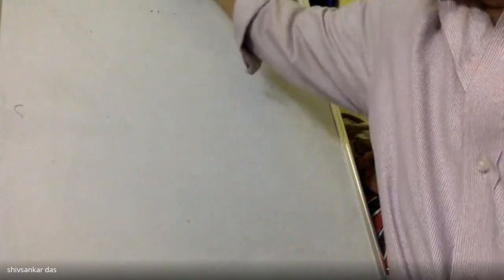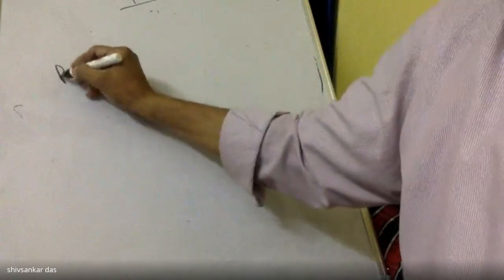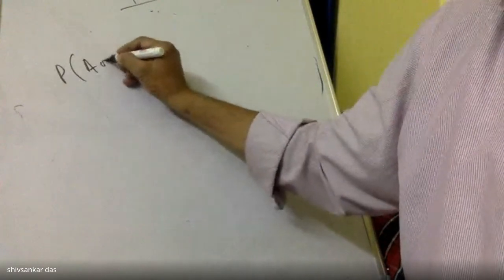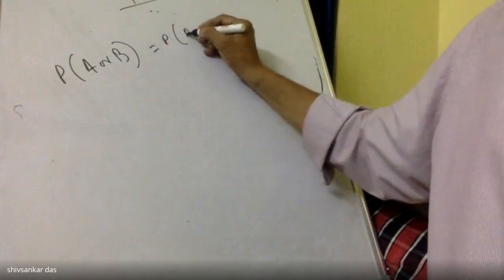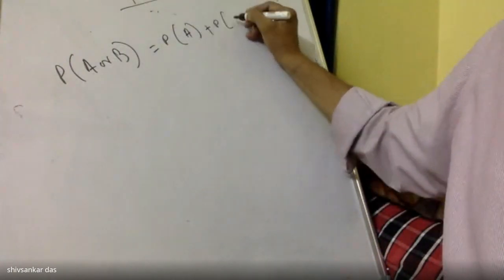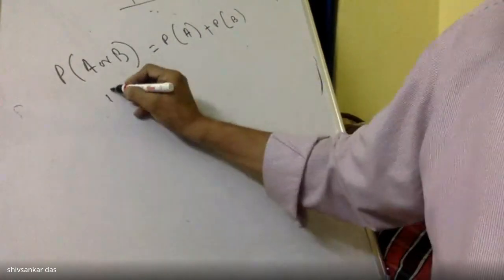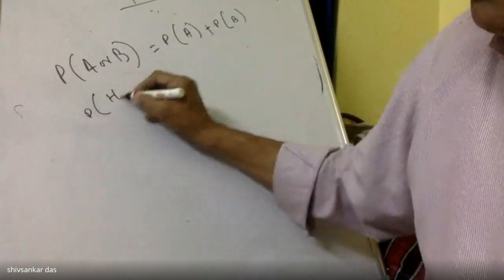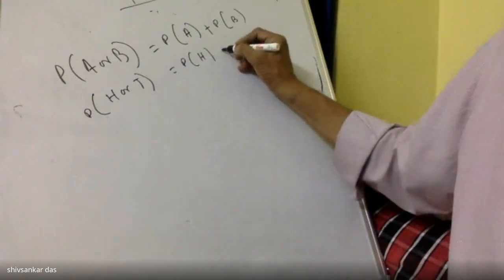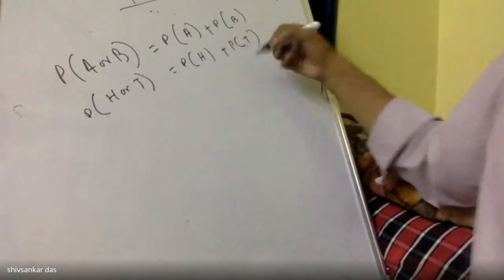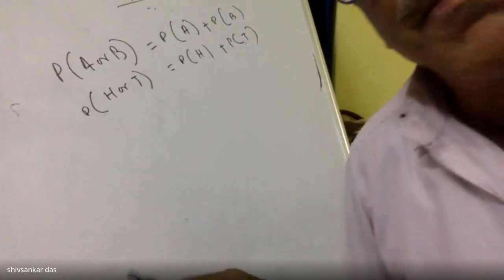So in case of mutually exclusive events, probability of A or B is equal to probability of A plus probability of B. Head or tail is equal to probability of head plus probability of tail. Am I correct?